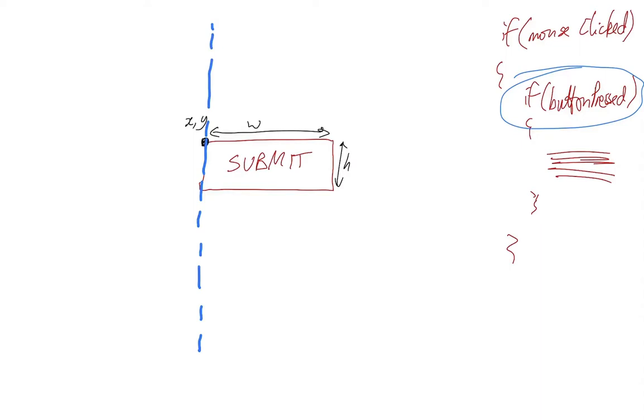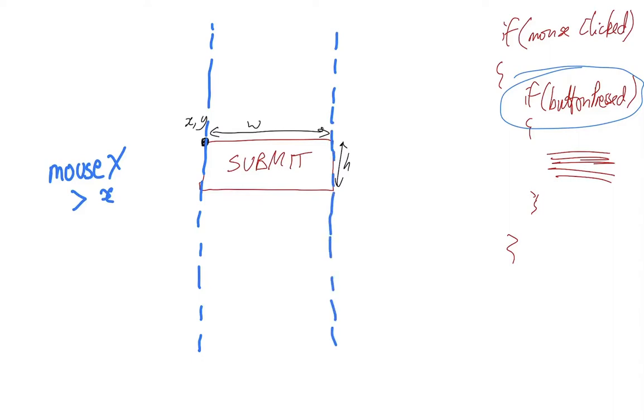I want my mouse X to be greater than the X position. And by X position, I mean the X position of the rectangle or the button. So my mouse X position has to be bigger than that. But that could mean that my mouse is over here. I could have my mouse really far past that, way past the width, and it would still be true. So I can get rid of that, and I can add an additional check.